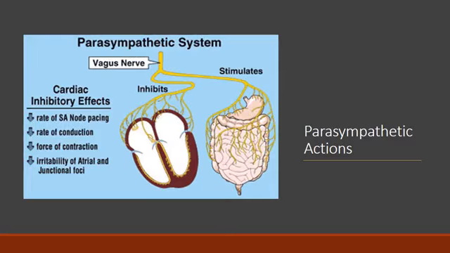The parasympathetic system, though, what we'll see with that is kind of the opposite. Remember that that's mediated by the vagus nerve. So the cardiac effects that we'll see there are kind of slowing things down. So we're going to see a decrease in the rate of depolarization of the SA node, a decreased rate of conduction and contractility, and then a decreased chance of atrial or ventricular irritability of their foci.